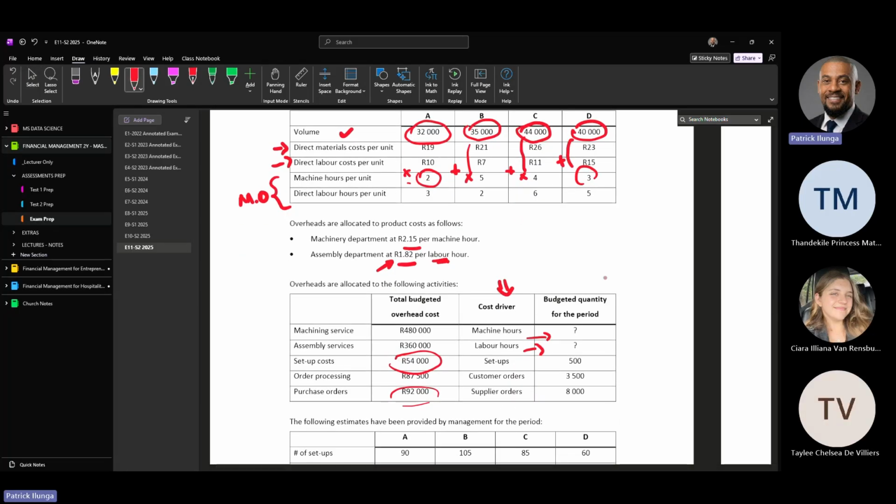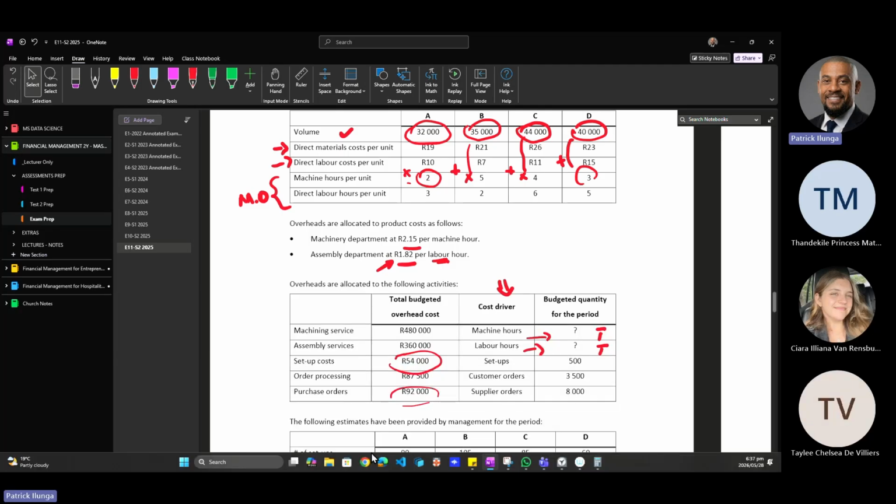And once you have the total here, then you also know that to get the apportionment, you take the total budgeted overhead cost divided by the budgeted quantity. As simple as that. So then you will get these two missing. Does that make perfect sense, guys?